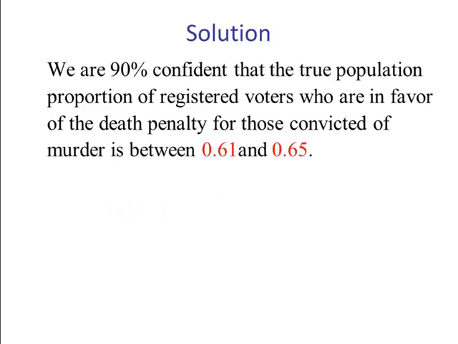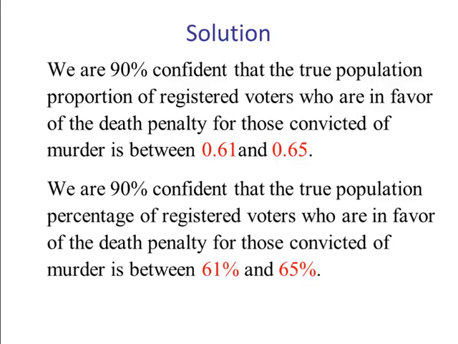So if we go back to our example involving the death penalty, we would say we are 90% confident that the true population proportion of registered voters who are in favor of the death penalty for those convicted of murder is between 0.61 and 0.65. Another way we can state that: we are 90% confident that the true population percentage of registered voters who are in favor of the death penalty for those convicted of murder is between 61% and 65%.